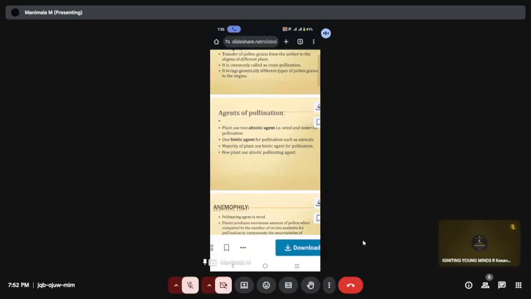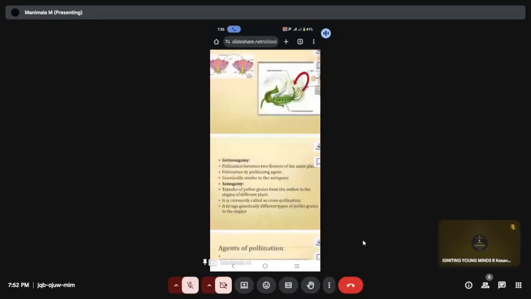Most pollination takes place by biotic agents. Only a few plants use abiotic pollinating agents. Am I correct and clear? Children, is it clear?